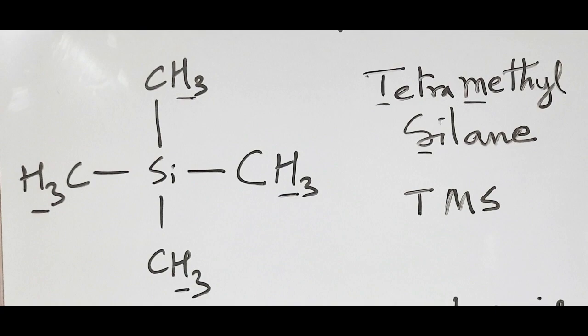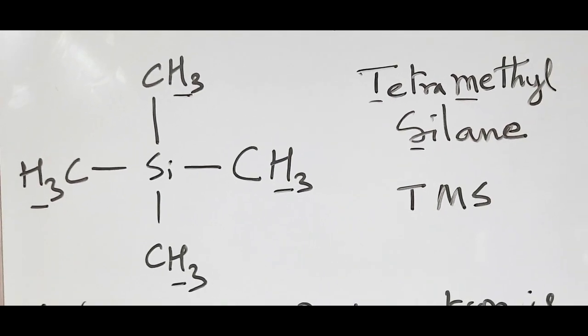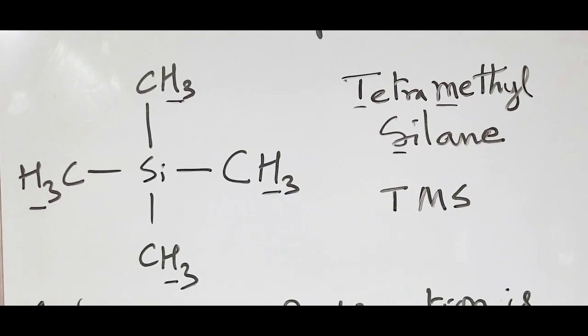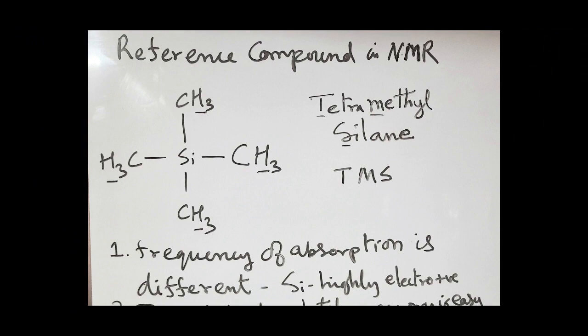In the periodic table, we have carbon. Below carbon, we have silicon. Just like carbon, silicon also shows a valency of 4, and it is also covalent in nature. So silicon forms a tetravalent molecule, namely tetramethylsilane. Four methyl groups are attached to a silicon atom. Tetramethylsilane is abbreviated as TMS. So tetramethylsilane is the reference compound in NMR spectroscopy.